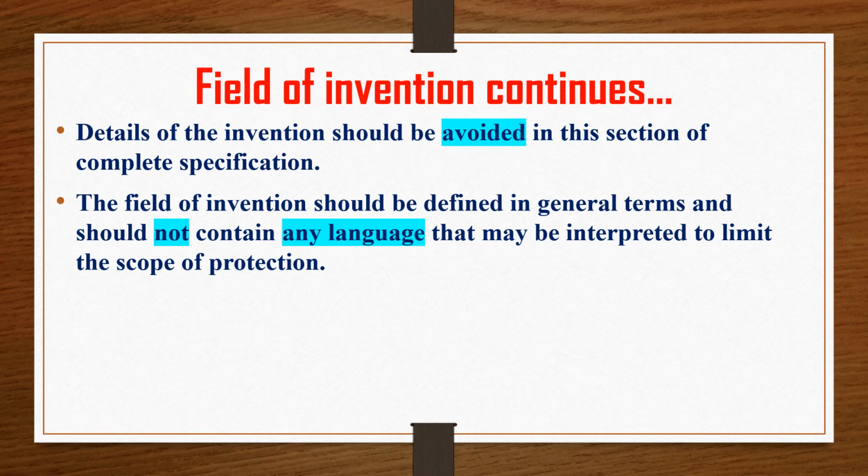That means the field of invention should be defined in general terms, and it should not contain any language which limits the scope of protection. Fine. Okay, let us proceed.